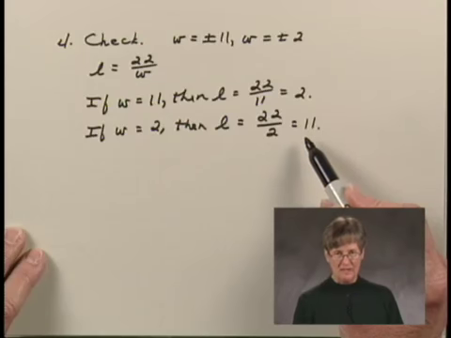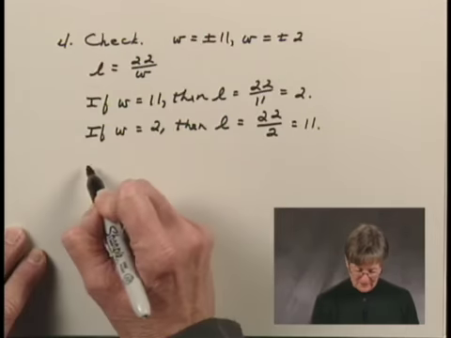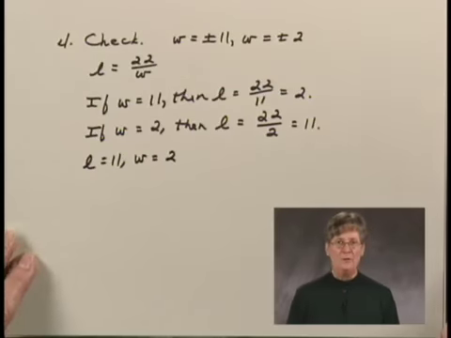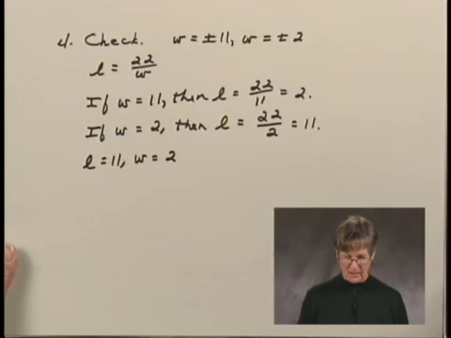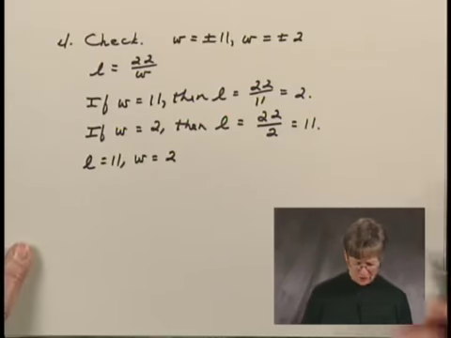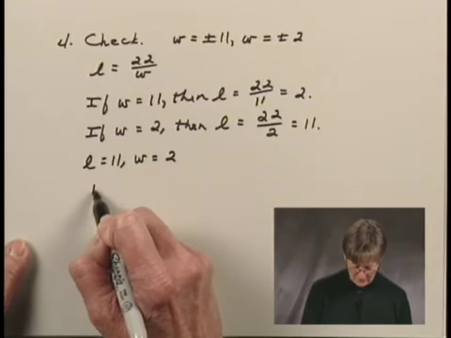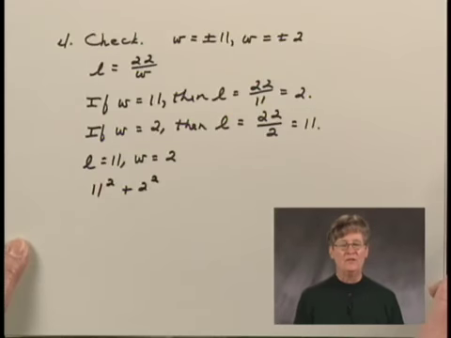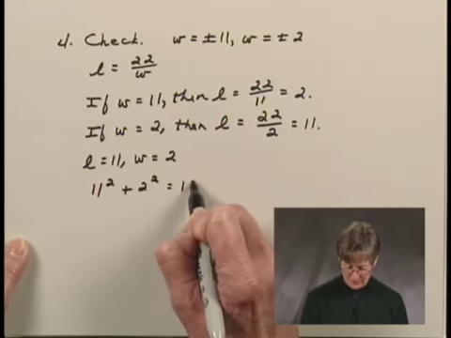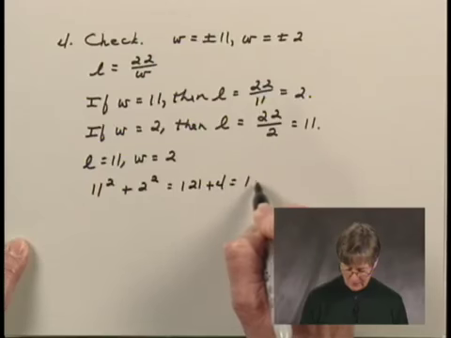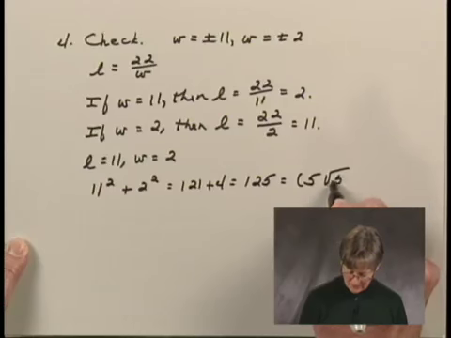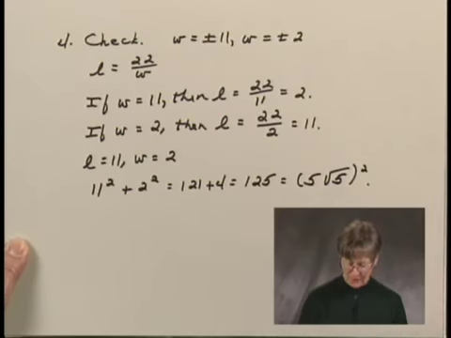Since we usually consider length to be longer than width, let's let L be 11 and let W be 2. Now we need to check these dimensions. Remember that the diagonal of the rectangle was 5 times the square root of 5 yards. So we need to know if 11 squared plus 2 squared is equal to 5 times the square root of 5, squared. This is 121 plus 4, which is 125, and that is equal to 5 times the square root of 5 squared. So that checks.